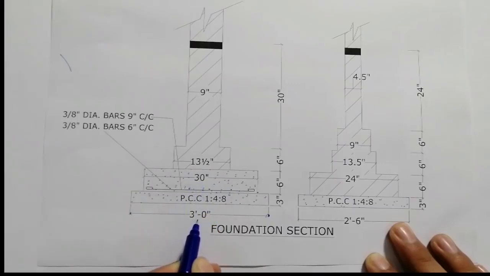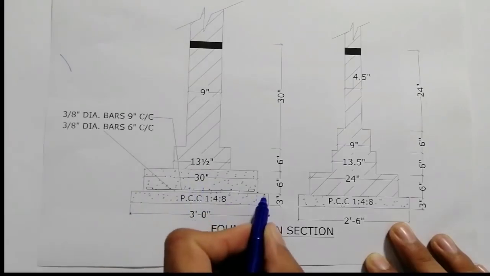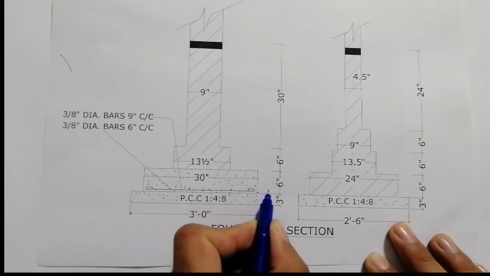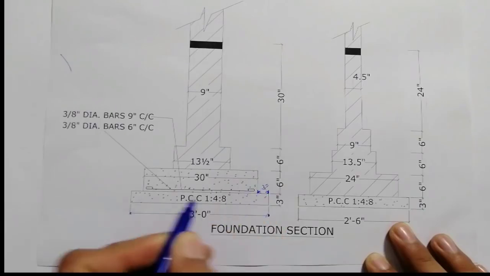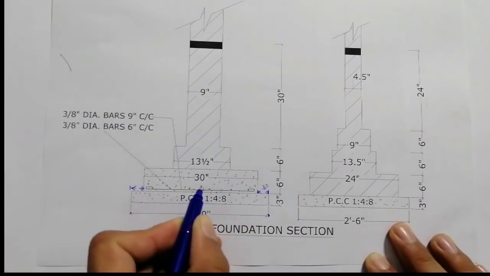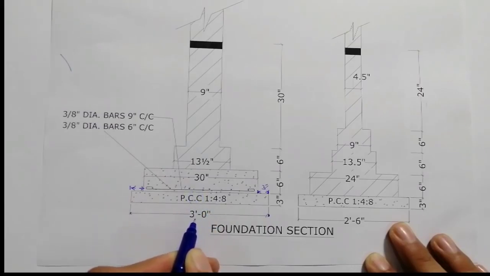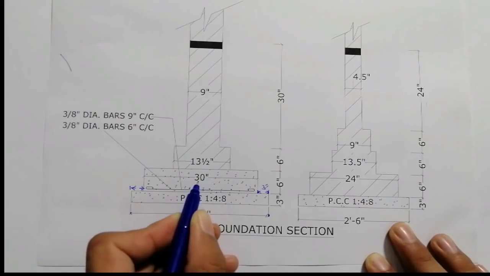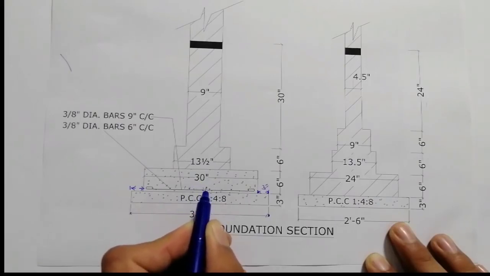Here you can see it's 3 feet, so it becomes 6 inches less, 3 inches here and 3 inches here. It is reduced, it becomes 30 inches, so it's 36 inches because it's 3 feet. Now it's 30 inches guys, you can see.